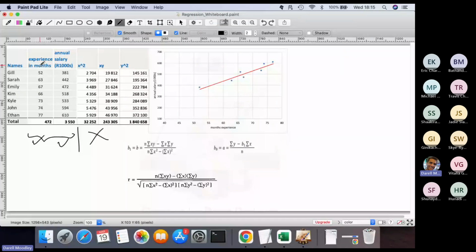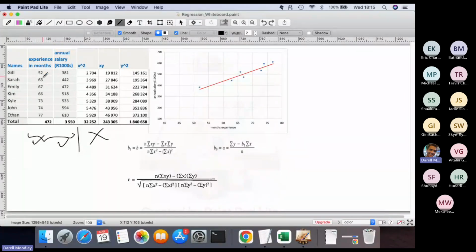And what is the experience in months? It's telling you that these people have an amount of months of experience in their job. So let's just say all of them work for the same company. Jill has 52 months of experience, and her salary is 381,000 rands. Okay, the salary is in thousands. Now Sarah has 63 months of experience, and her salary is 442,000 rands.